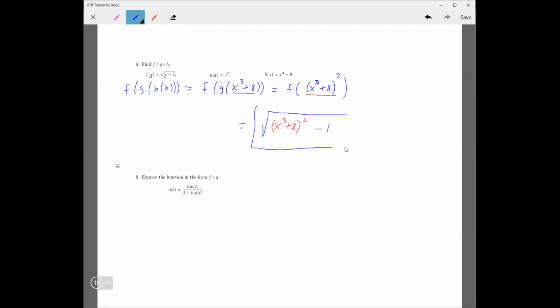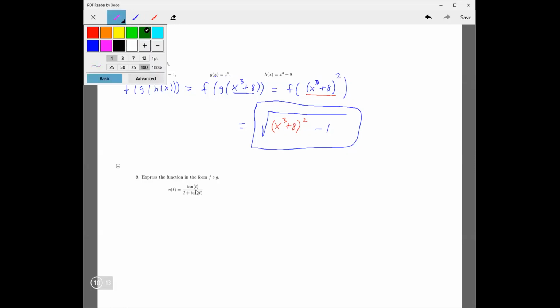Okay, and so that should be your answer right there. I'm just emphasizing that all this got stuck into here for that x there. Okay, number 9. This is actually going back the other way.